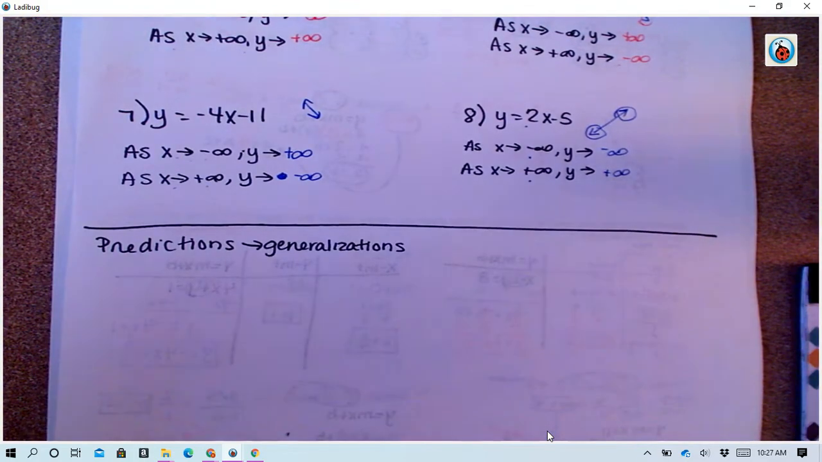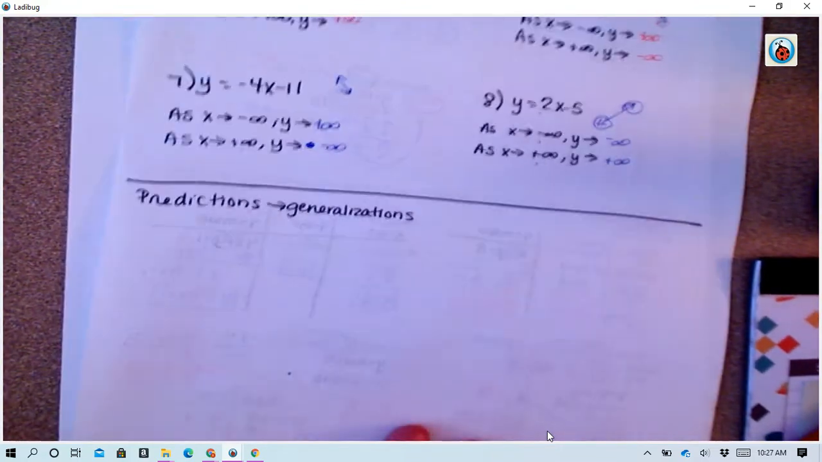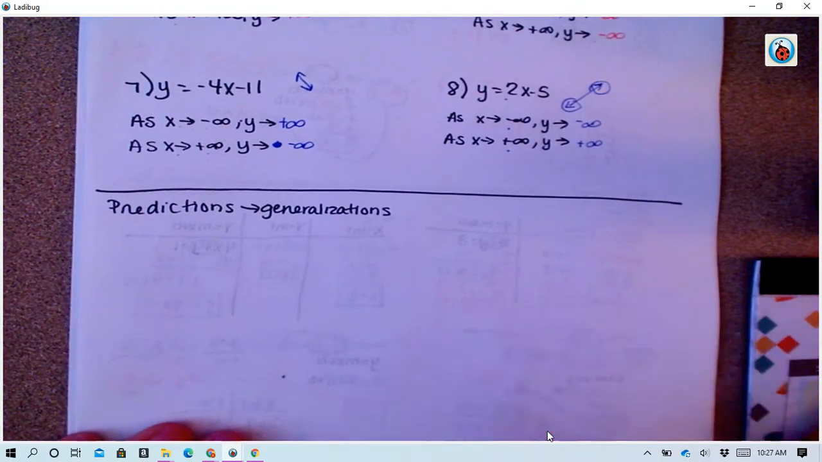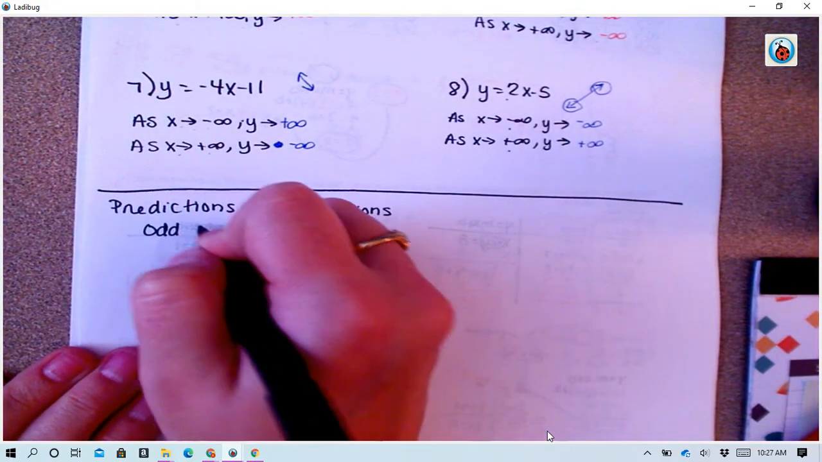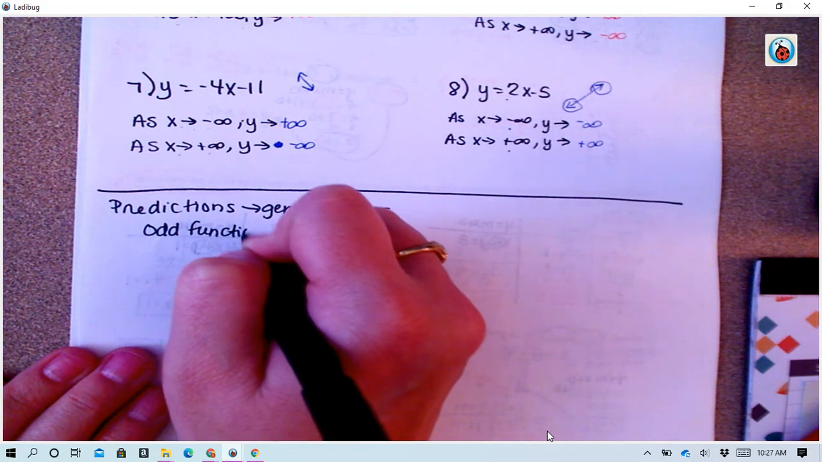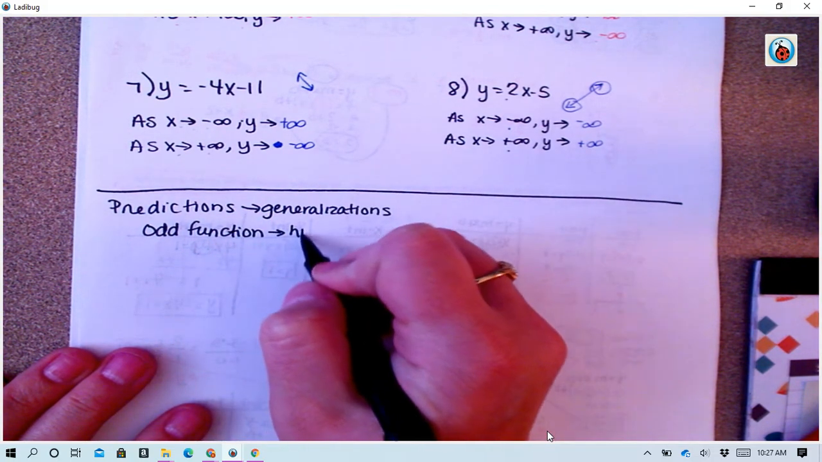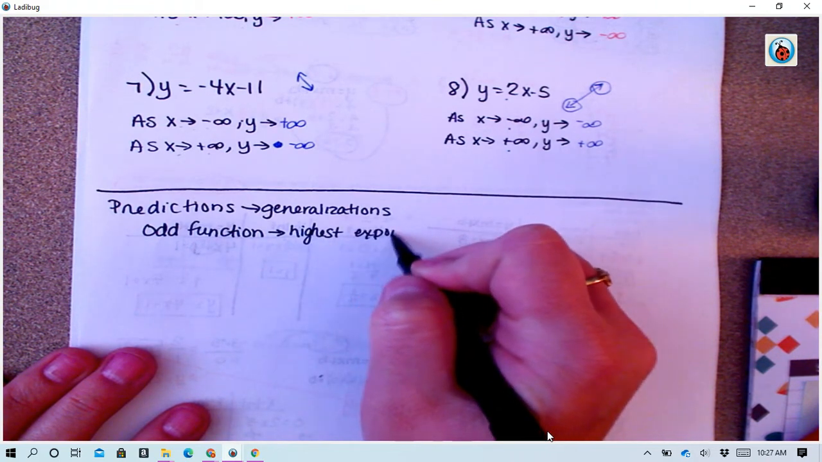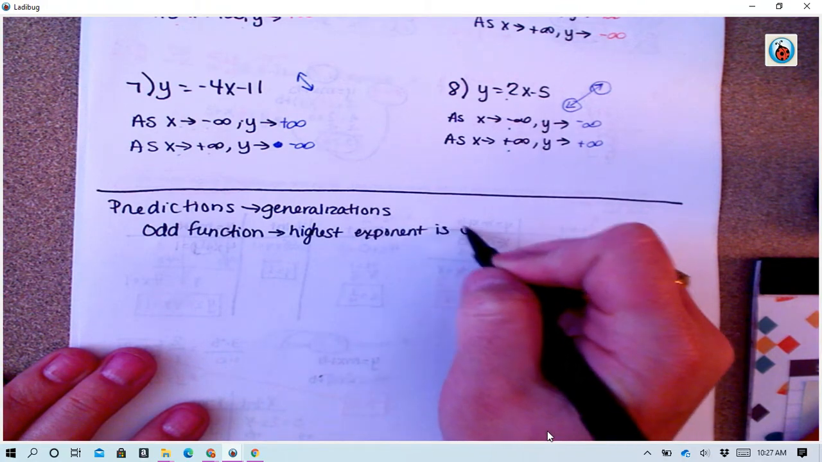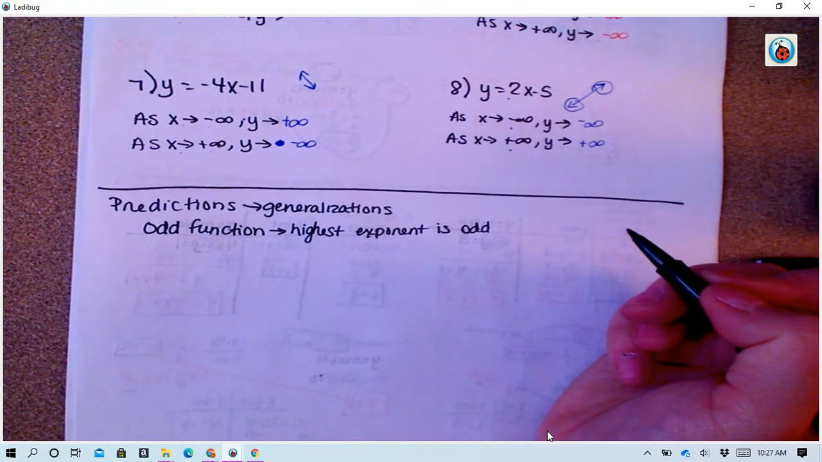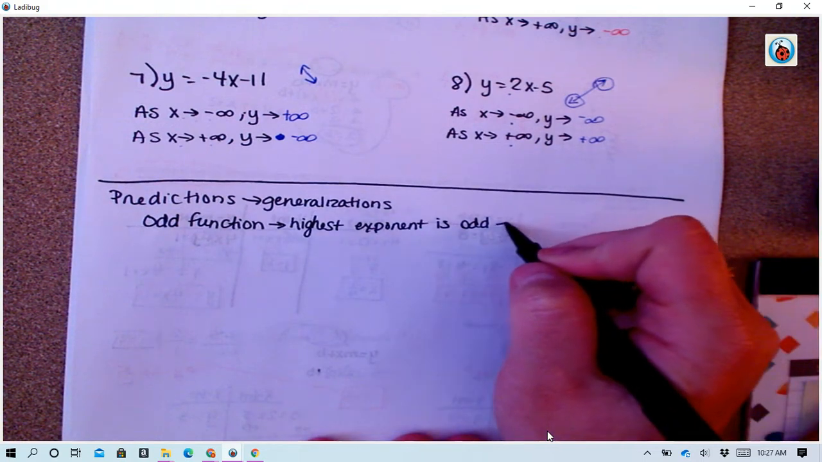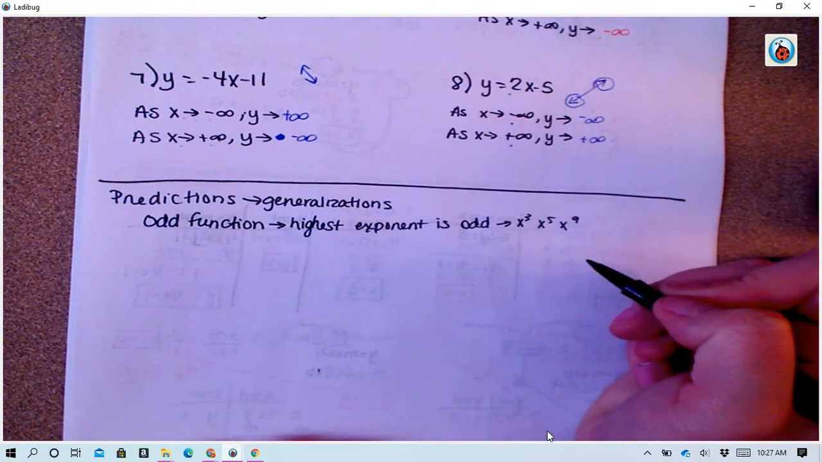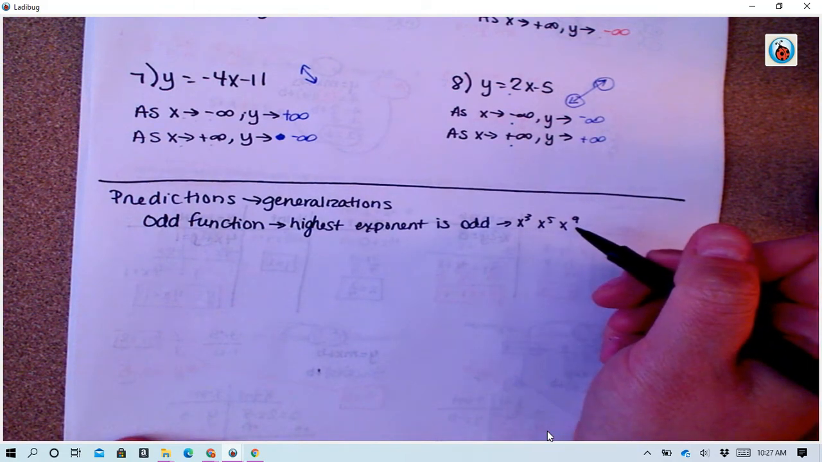Okay, predictions, generalizations. So I wanted to just do a short summary of end behavior for any odd functions. An odd function means that the highest exponent is odd. And we've already talked about it, but I want to review it again because it's that important. So that would mean we'd have like x to the third, x to the fifth, x to the ninth, anything where the power is odd.